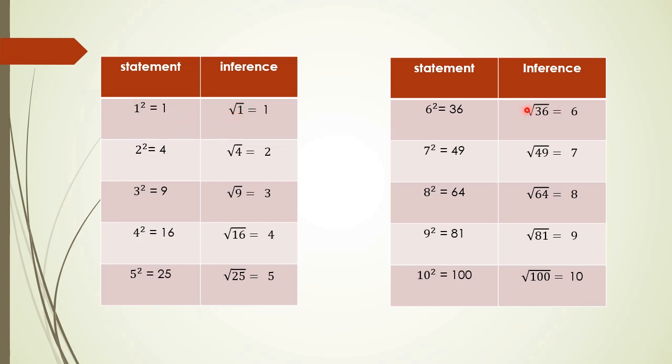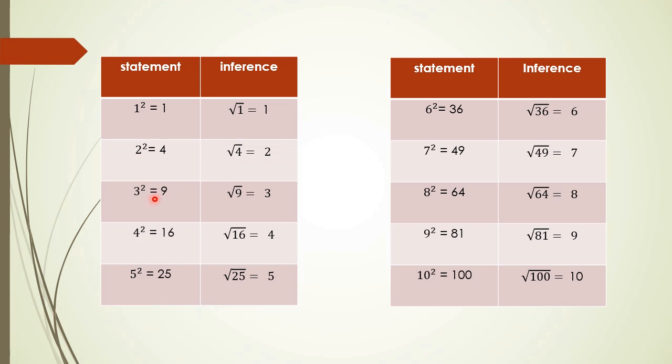Here also we have two columns. The first column gives us some statements and the second column is the inference or the result we get from the statement. So let us read all the statements and the inferences from these two tables. 1 square is equal to 1. So we can write square root of 1 is equal to 1. 2 square is equal to 4. So what is the inference? Square root of 4 is equal to 2.